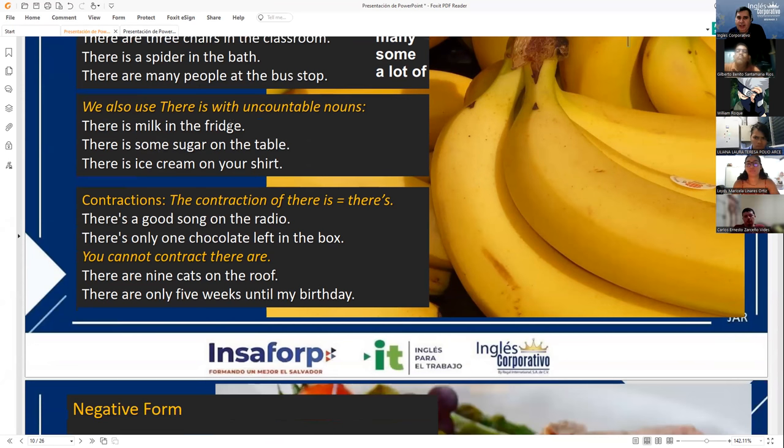We also use there is with uncountable nouns. You remember non-count nouns: milk, sugar, coffee, ice cream, cake, pizza, etc. There is milk in the fridge. There is some sugar on the table. There is ice cream on your shirt.